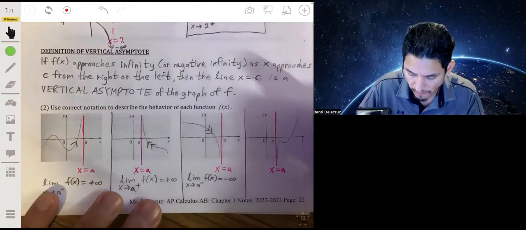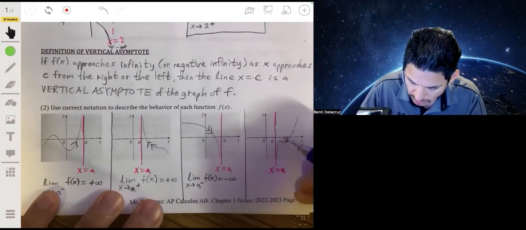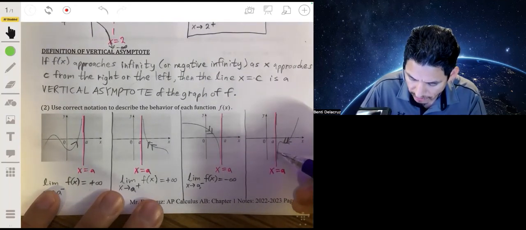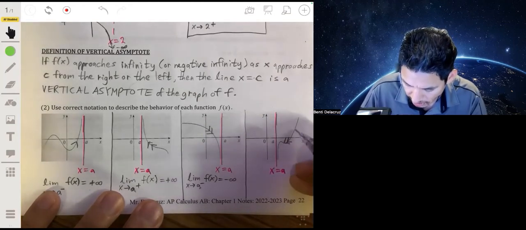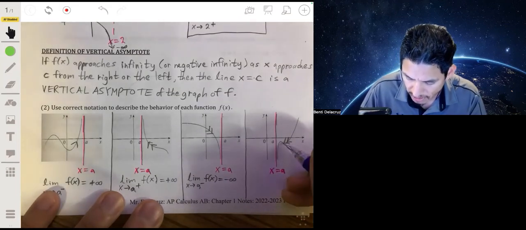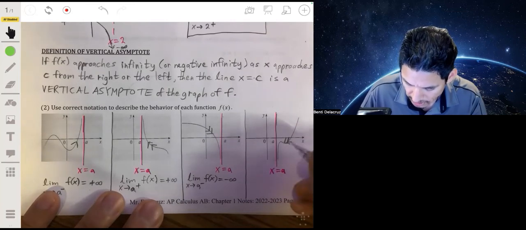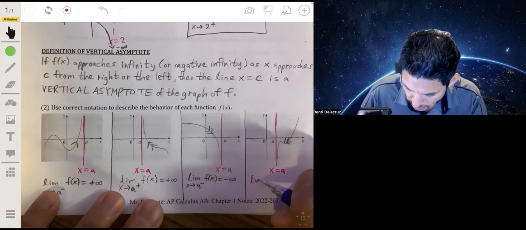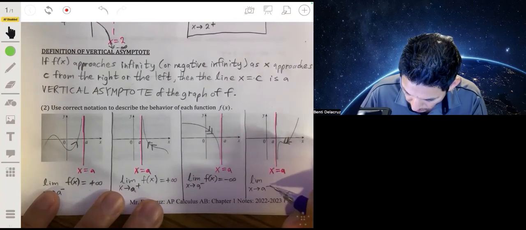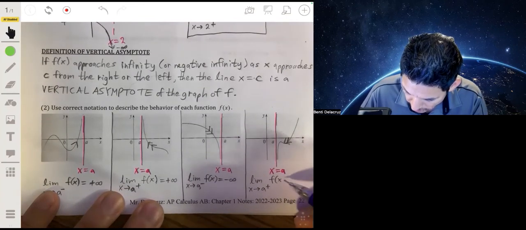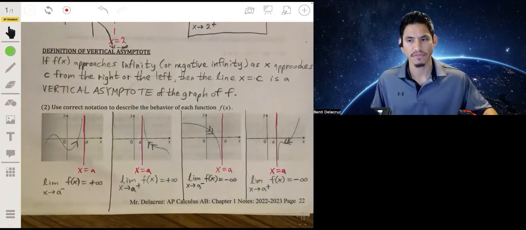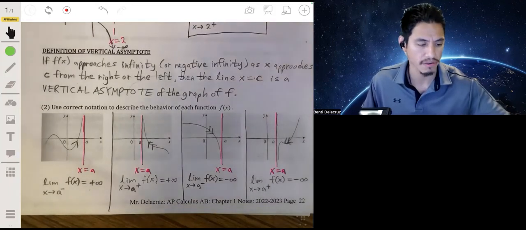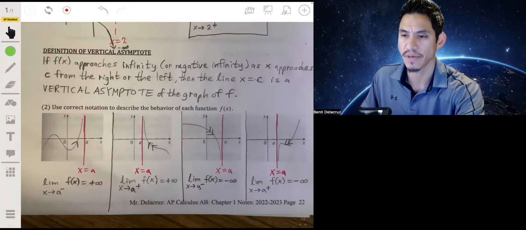And for this last graph, we're coming from the positive side, but we're getting infinitely negative, infinitely downward we're going. So again, we have the one-sided limit from the positive side, from the right side actually, of f of x as x approaches a is going to be negative infinity as well. So the limit as x approaches a from the positive side of f of x is equal to negative infinity. So make sure you know how to properly denote those different types of behaviors, because that's key, and to make sure you don't get confused.